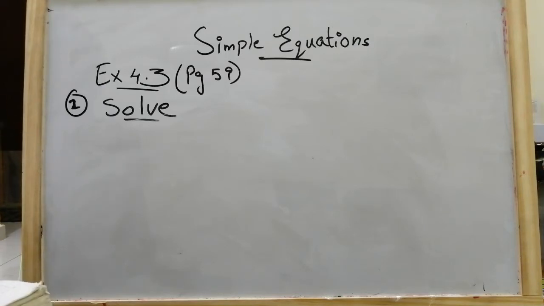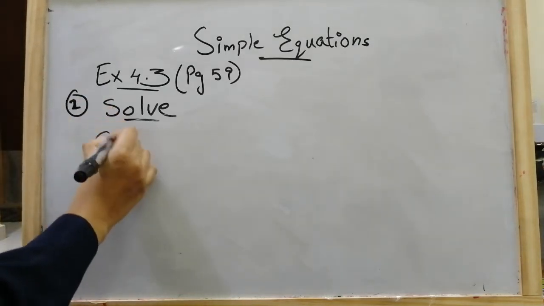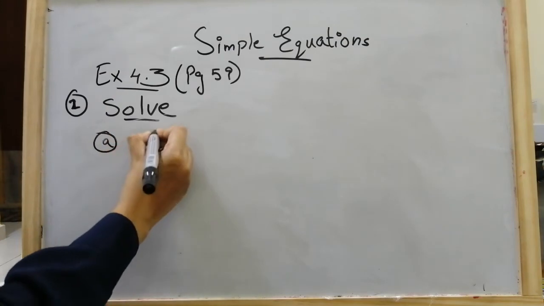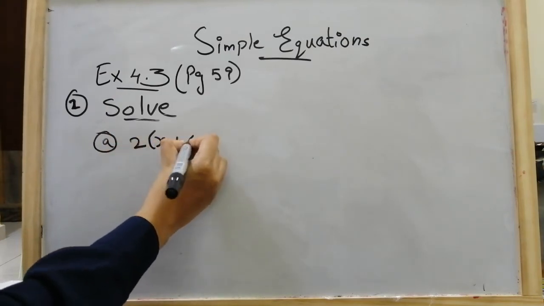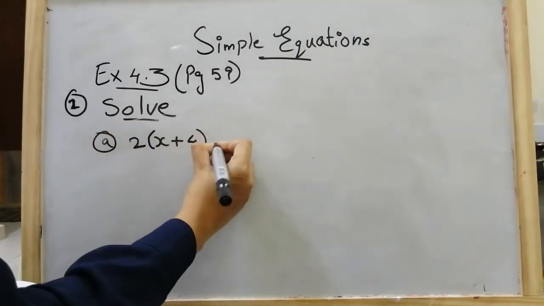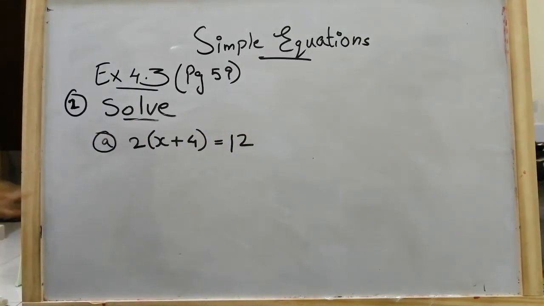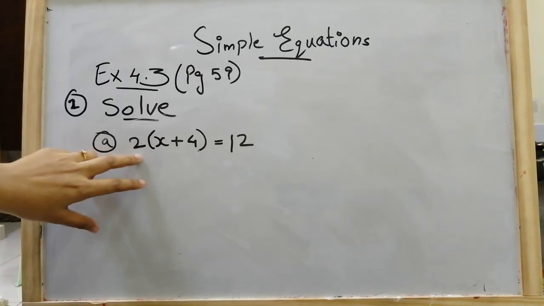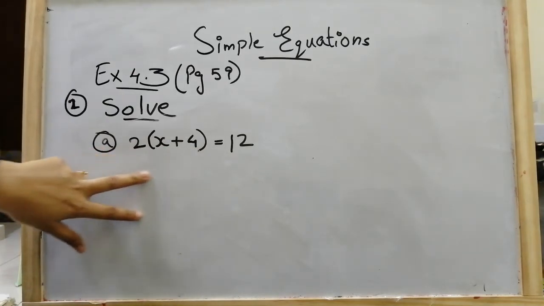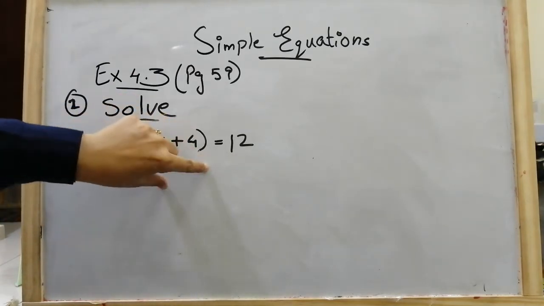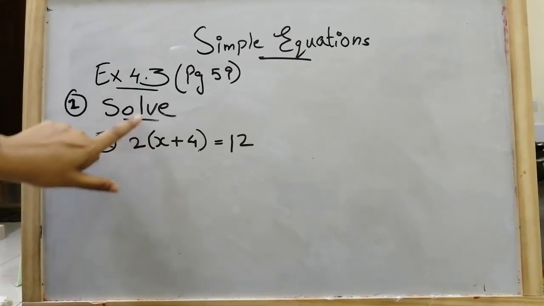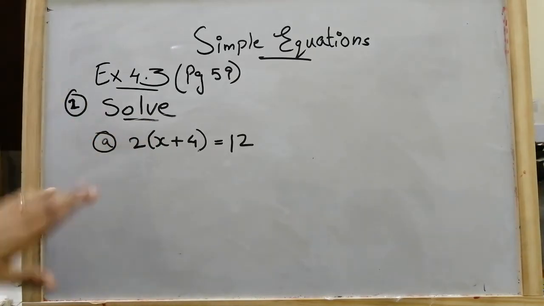Second question is again solve, and the first one is 2 into x plus 4 is equal to 12. That's all, right? 2 into x plus 4 is 12. Now I said 2 into x plus 4 because when there is a bracket and there is a number before the bracket and there is no sign in between, it means it is multiplication.